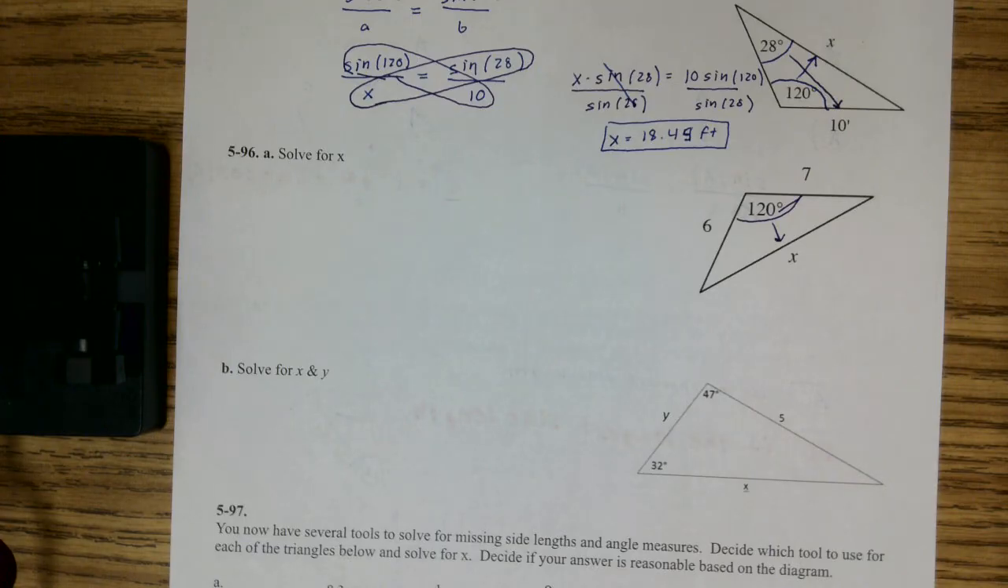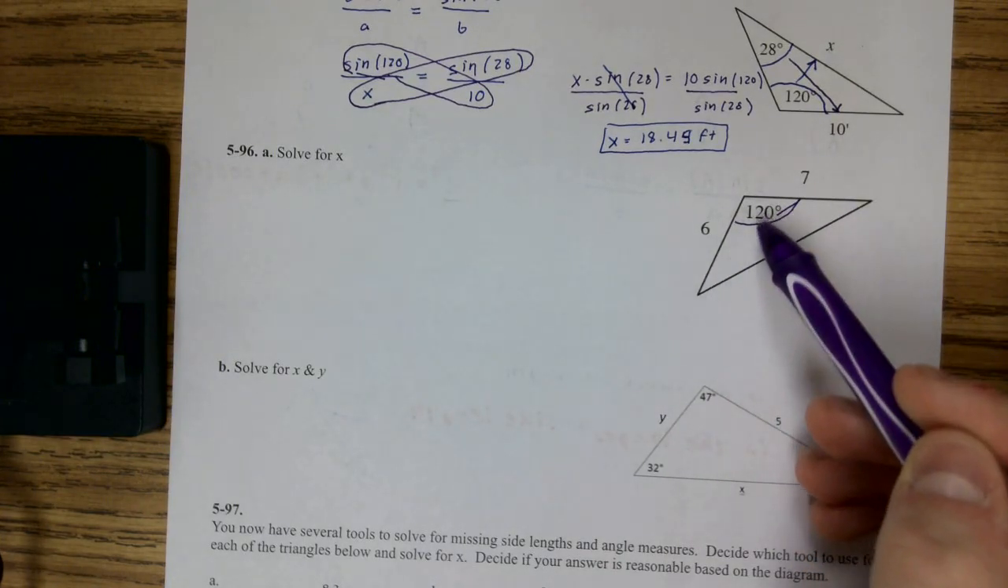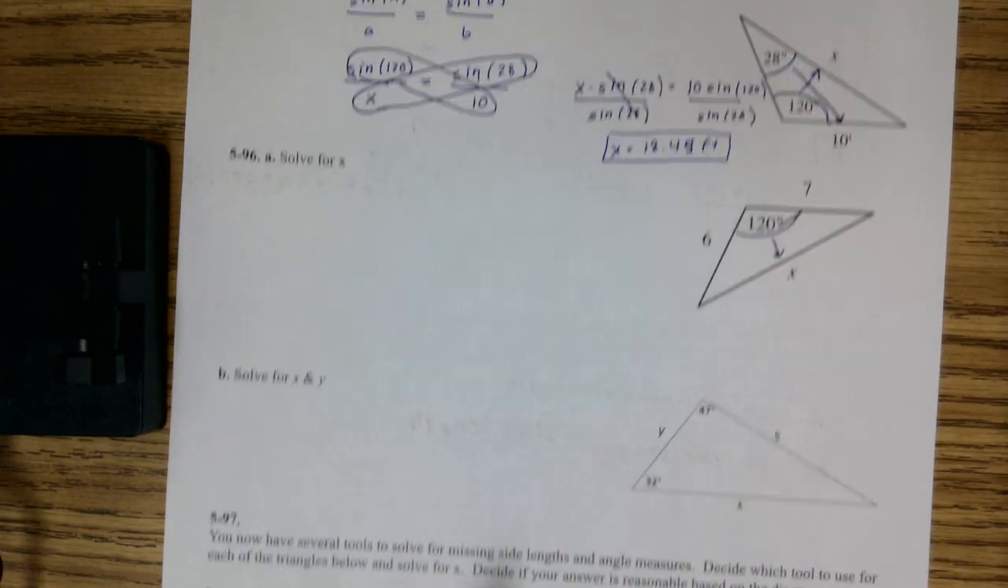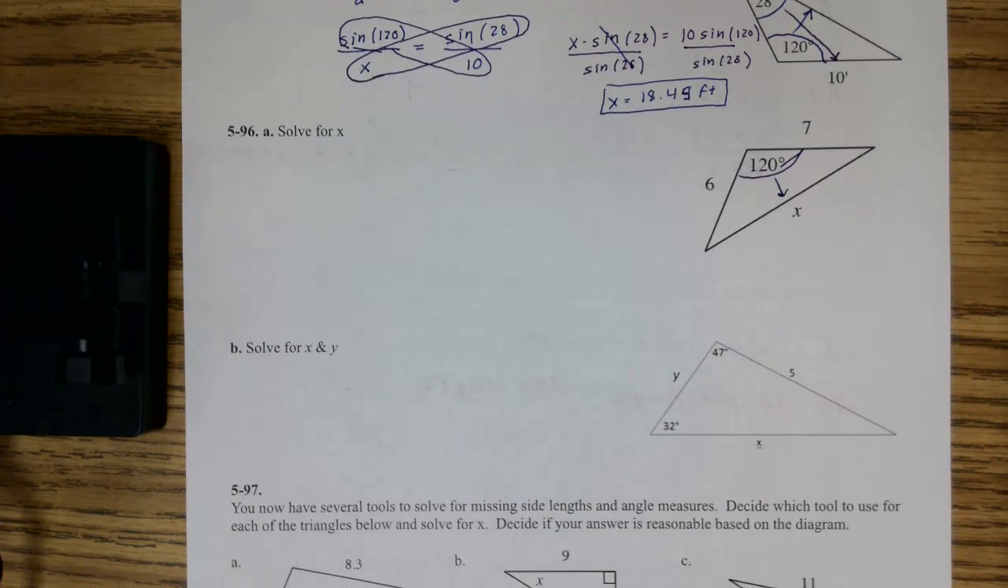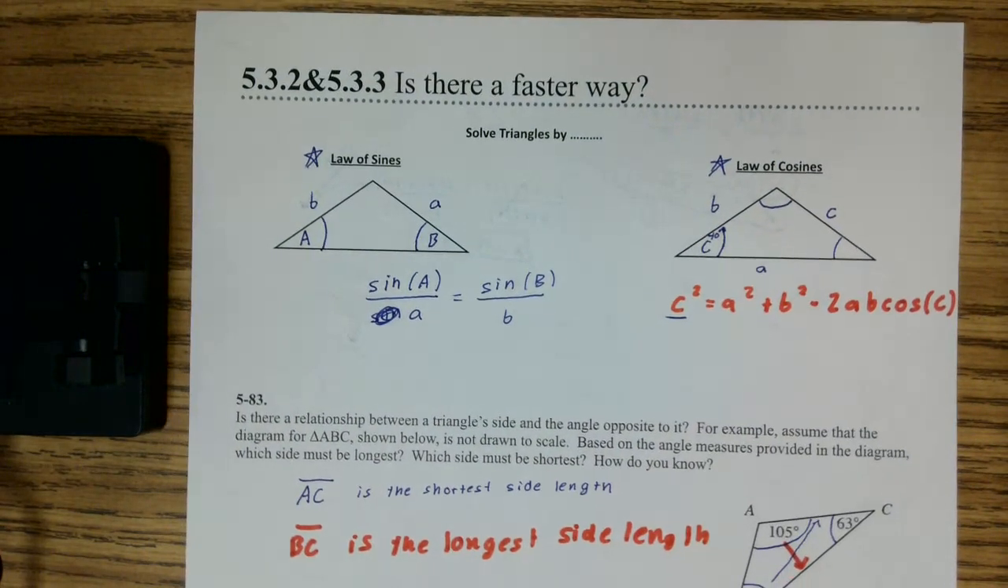So law of sines is probably not the best one to use here, because with law of sines you need two angles and their corresponding sides. So for 596A, we're not going to end up using law of sines at all. What we're going to end up using is the one that we just talked about previously, which in this case is the law of cosines.